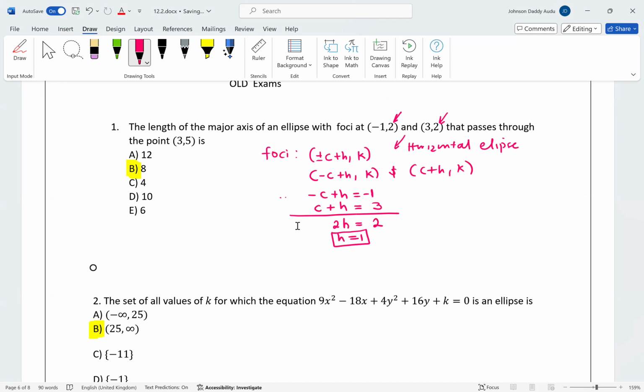Okay. Now, if H is equal to 1, it means we can find C. From equation 1, you can call this equation 1 and this equation 2, what is going to be C? C is just going to be H plus 1. So C is going to be 2. Okay, so what else do we need? This is passing through the point, this.